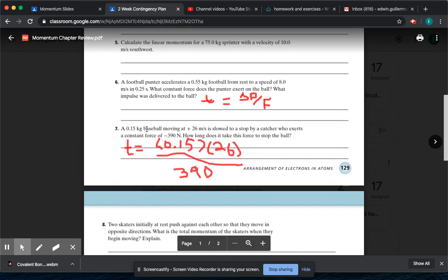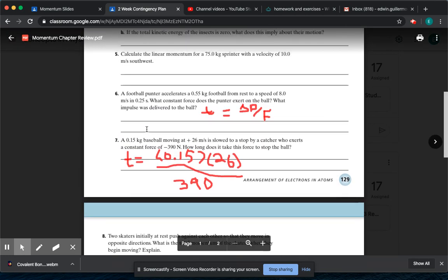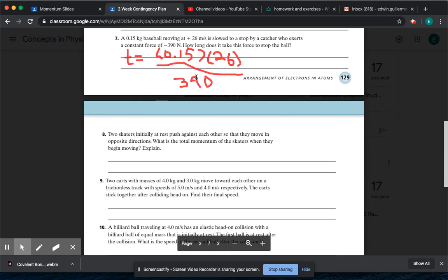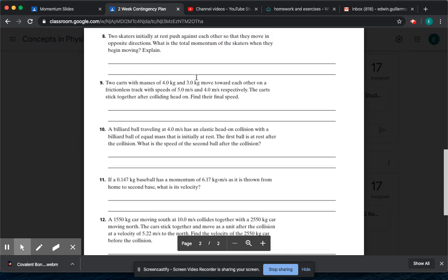That's the impulse theorem. I want to do one from each. So this covers the impulse theorem. This one asks us to calculate momentum. That one's a little simple. Or the other ones? Okay, let's do this one.